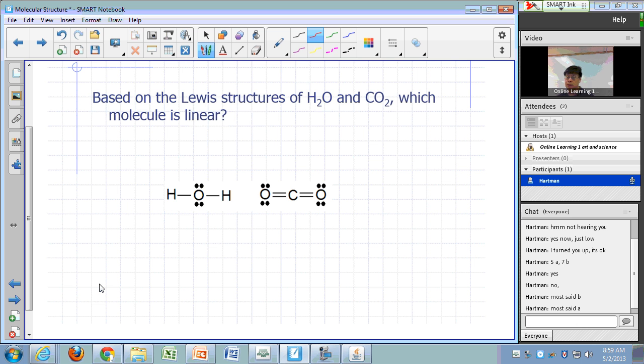Okay, so based on the Lewis structures here, which molecule is linear? Water, is it A, or B, carbon dioxide? Anytime you have 3 atoms attached, you have a triatomic molecule, the only way to describe the shape is whether the 3 atoms are lined up, it's linear, and if they're not lined up, it's bent. So which molecule is linear, water or carbon dioxide?